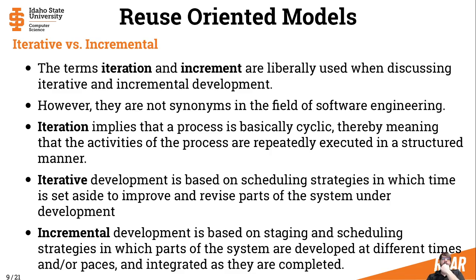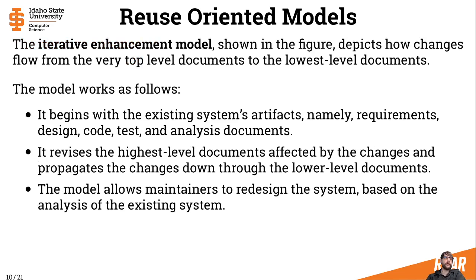So you have to understand the difference between these two ideas. All right, and we're going to look at that in a second here. But the iterative enhancement model, which we'll show in the next figure, depicts how the changes will flow from the top level of documents to the lowest level documents or code. And so we start, as I already mentioned, with existing system artifacts. So we have requirements, design, code, test, analysis documents. Okay. And we're going to start by revising those high-level ones that are going to be affected by the changes and propagate that change down through the low-level documents. This allows us to essentially redesign the system based on an analysis of the existing system.